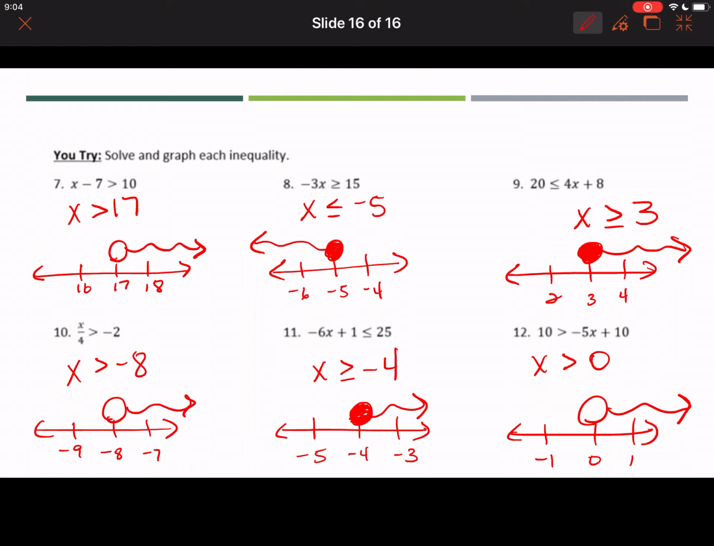And actually, I think I just caught a mistake. I think this should be x is less than 0, right? Because we subtract 10, they cancel, and we have, and by the way, don't be afraid of zeros, we have 0 is greater than negative 5x, divide both sides by negative 5. Oh no, I think I was right. I'm doubting myself. So we have 0 is greater than, I divide by a negative, so I'm going to flip it. 0 is less than x, right?